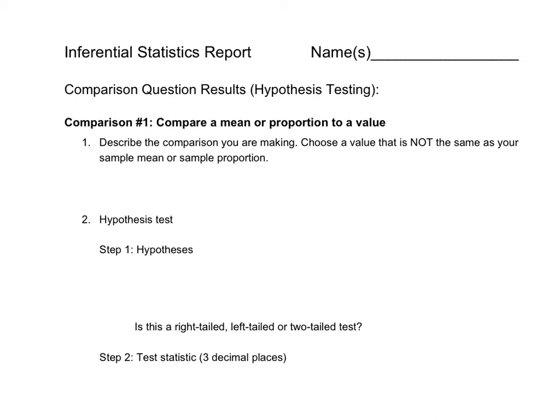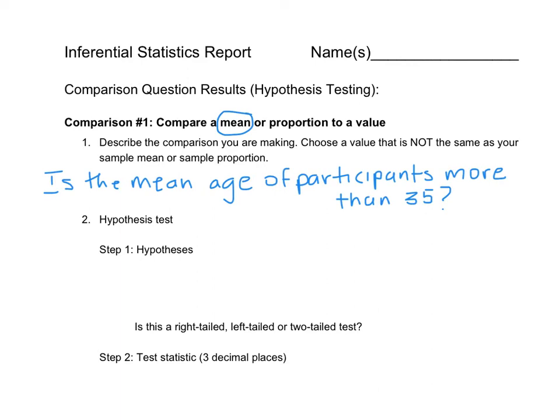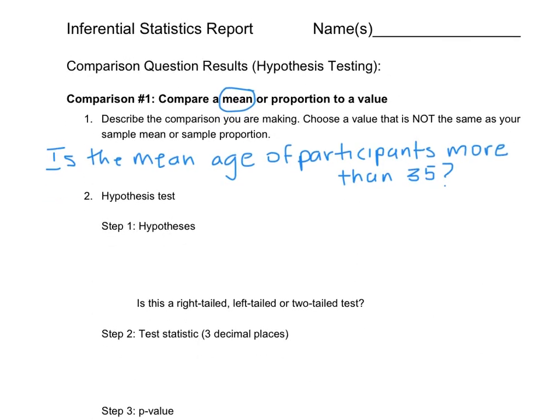So we're going to go through each of the comparison questions, all four, and then we'll go through the regression question. Comparison number one, we're comparing a mean or a proportion to a value. My first example is going to be comparing a mean to a value. And here's the question that I was answering. To answer this question, is the mean age of participants more than 35? We're going to use a hypothesis test where we compare a mean to a fixed value.